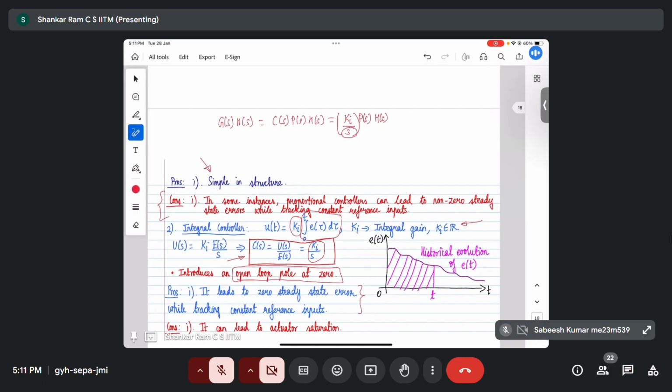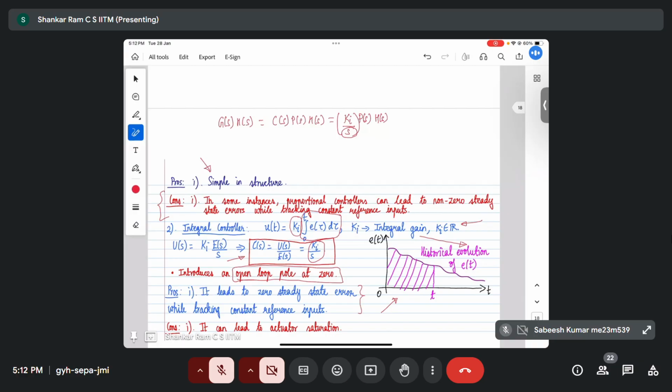But what is the limitation? To understand the limitation, let's look at this plot. Okay, so if we look at this plot where we have plotted e(t) versus t, we can observe that we are plotting the historical evolution of the error. Let's say the controller is working fine, the error is decreasing, which is what you and I want, right? Ultimately, if a closed loop control system works well, we want the error to keep on reducing and ultimately go to 0 with time, right? So that's our expectation, which is happening here.